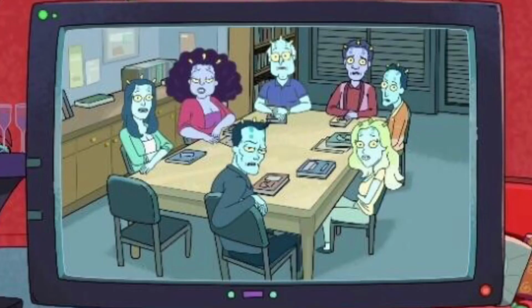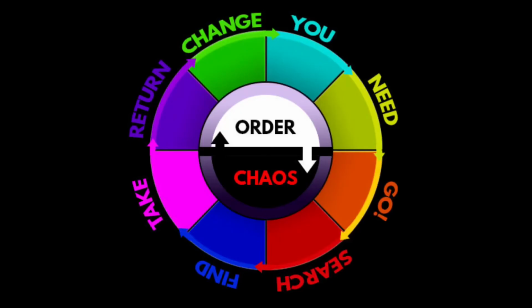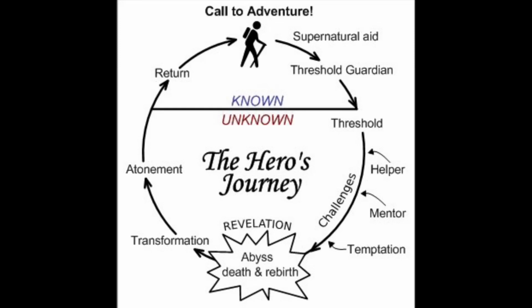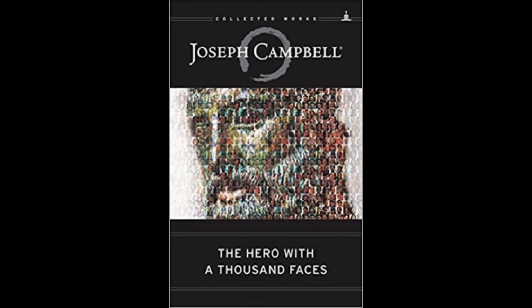This is Dan Harmon. Many recognize him for his work as the creator of Community and Rick and Morty. He also created The Story Circle. The Story Circle is a streamlined version of the hero's journey. The hero's journey has existed as a theory in storytelling for hundreds of years, but it wasn't until 1948 that the framework was laid out.